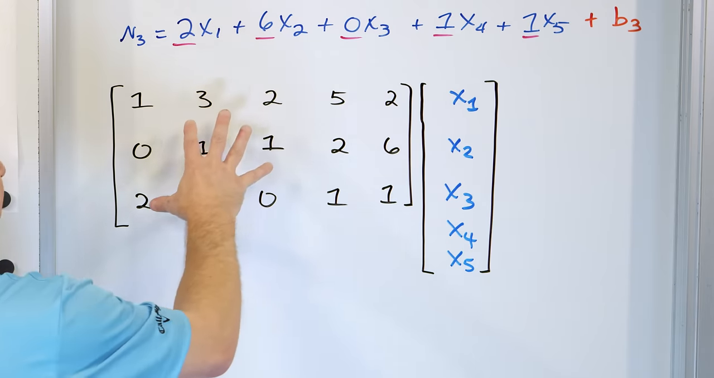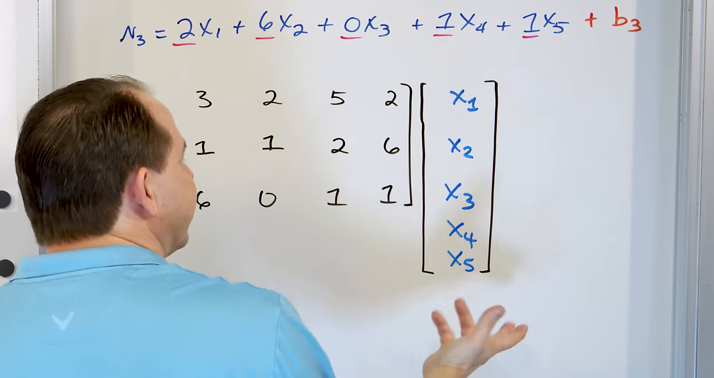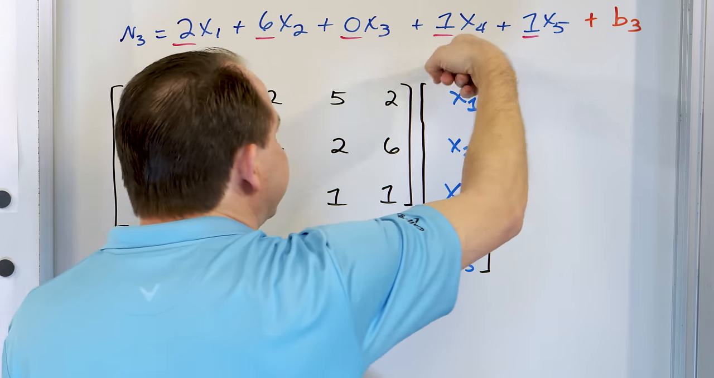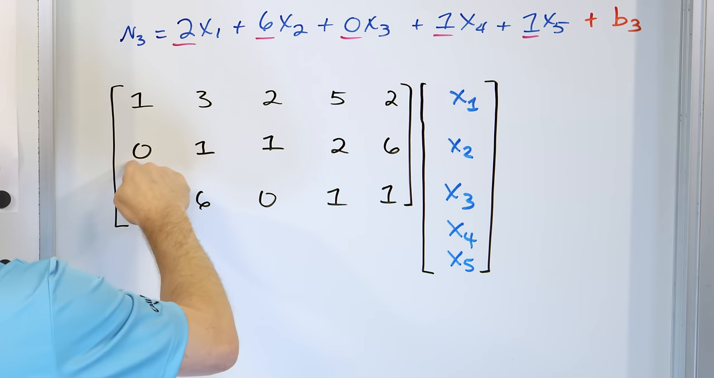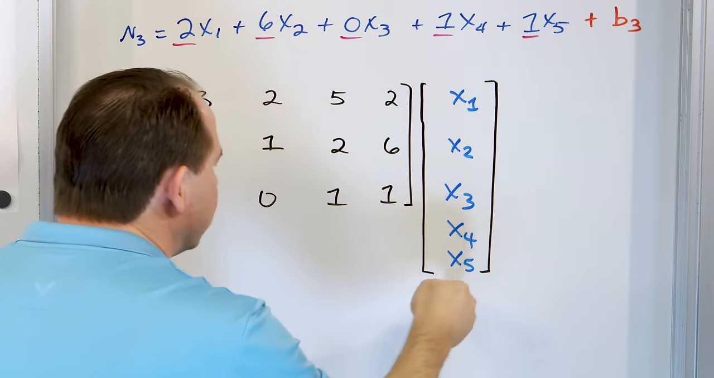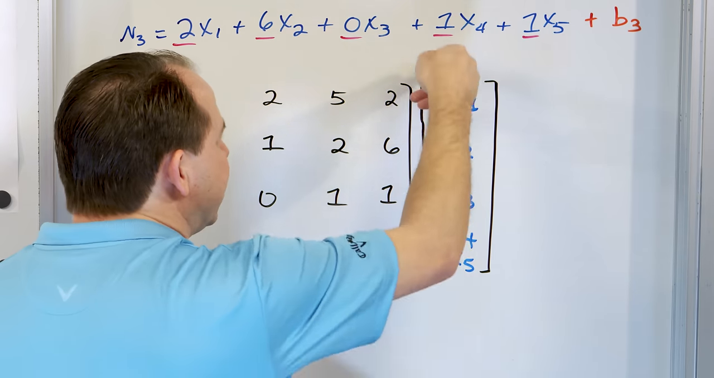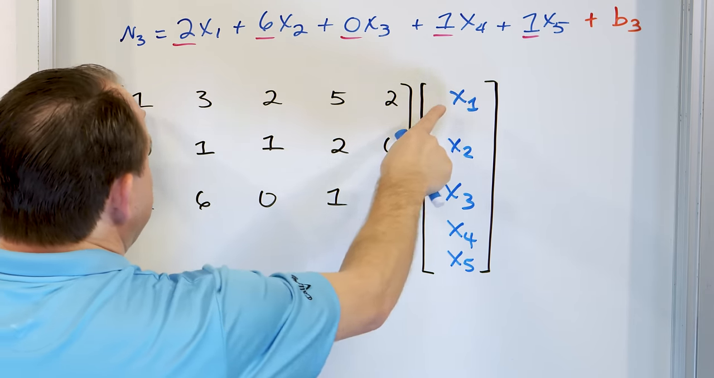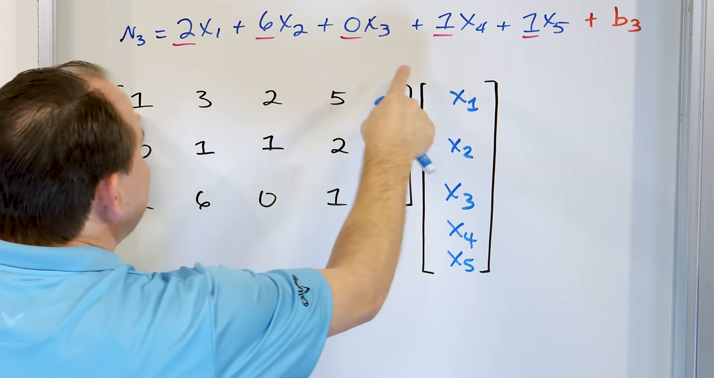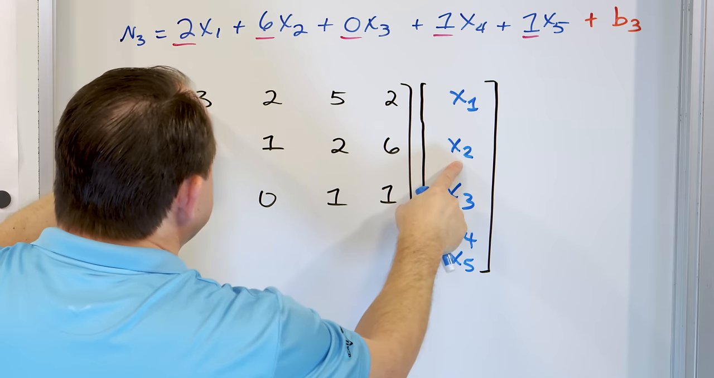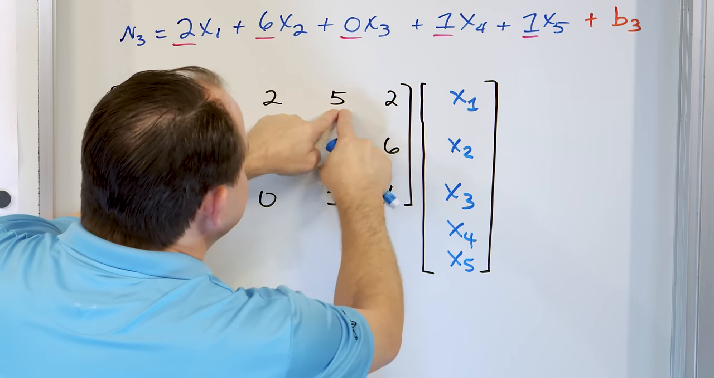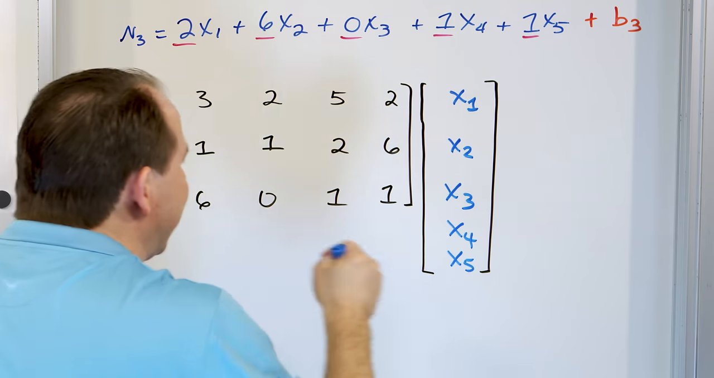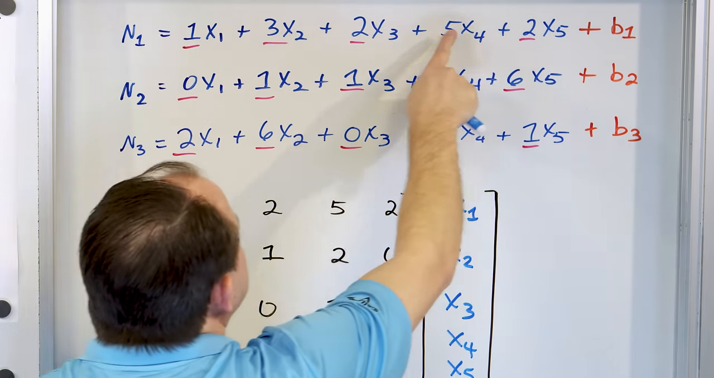When you have a matrix of numbers multiplied by, in this case, a matrix of variables, here's how you multiply them. You put your finger on the first row and you go across and then down. Once you're done with that, you go to the next row, across and then down, and then the next row, across and then down. What you're doing as you interact with the elements is multiplying everything and adding. So it's 1 times this, then 3 times this, then 2 times this, then 5 times this, then 2 times this, and the results are always added together. And that's exactly recovering what this equation is.